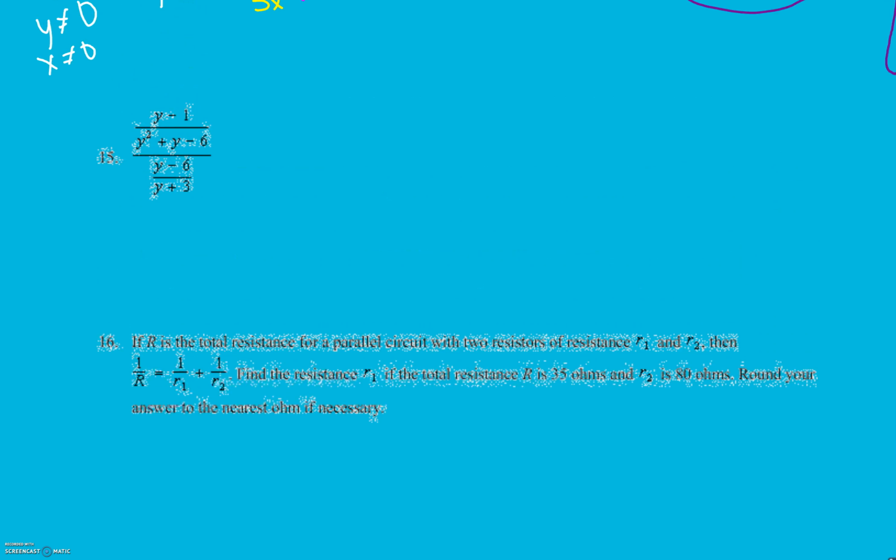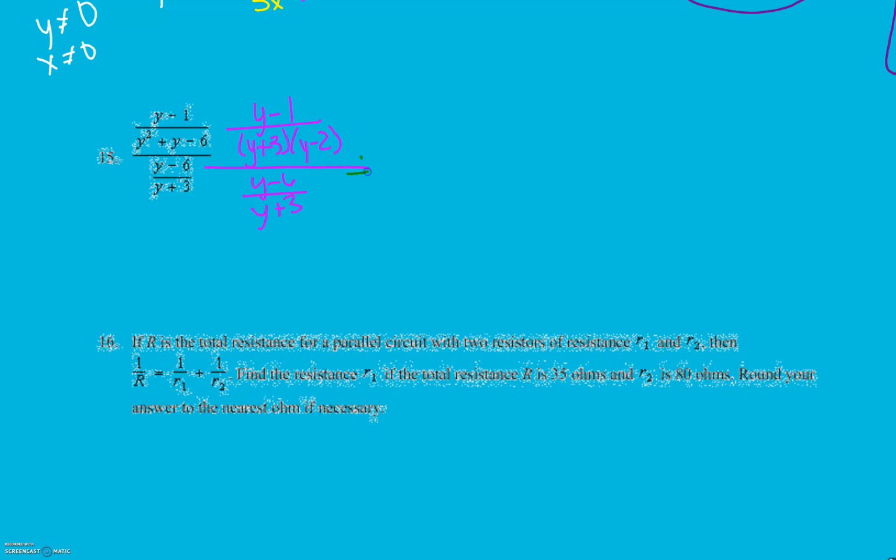Okay, 15. Again, same idea. Simplify your numerator, simplify your denominator. So, y minus 1, factor, I need to multiply to 6, subtract to 1. It's positive 1, which means positive 3, and a minus 2. All over my denominator, there's nothing I can simplify. I've simplified it the best I can.